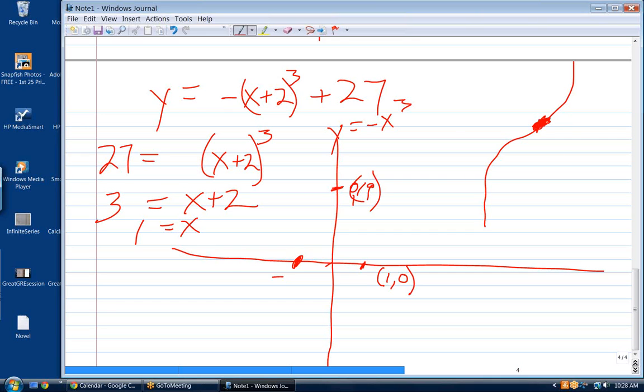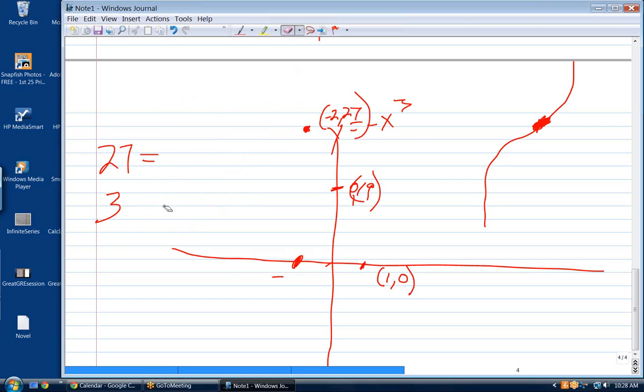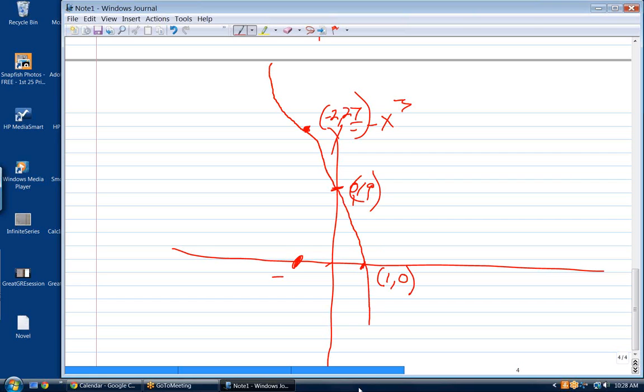And I know this inflection point has moved 2 units left and 27 units up. So somewhere up there is my inflection point. Let's label that minus 2, comma 27. And now, if I really want to draw the graph a little more accurately, I have my two intercepts, and I know my inflection point. So I know that it has to look something more like this. There's my inflection point. So more like that.